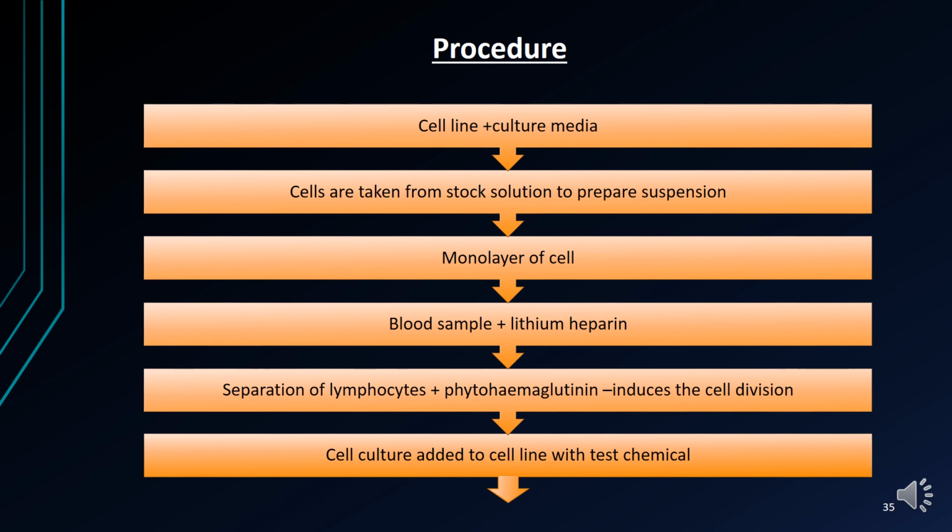If we are selecting the blood sample, first we have to treat it with lithium heparin to avoid further inconvenience in the test, meaning to avoid blood clotting. After that, the separation of lymphocytes will be done and then phytohemagglutinin will be added, which will induce the cell division. Cell culture is added to the cell line with a test chemical.